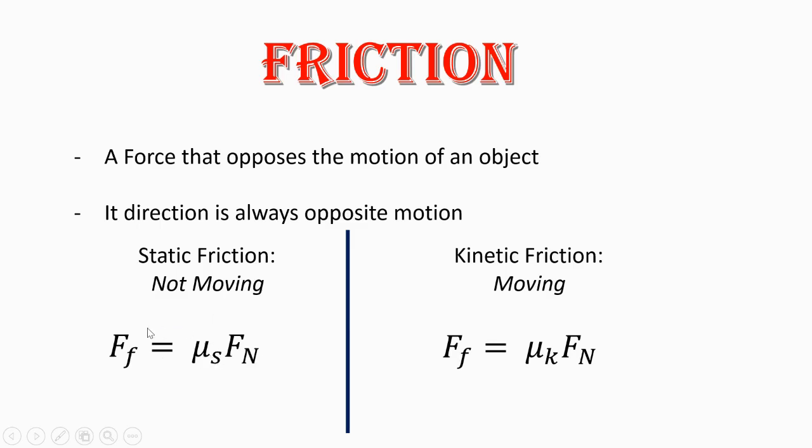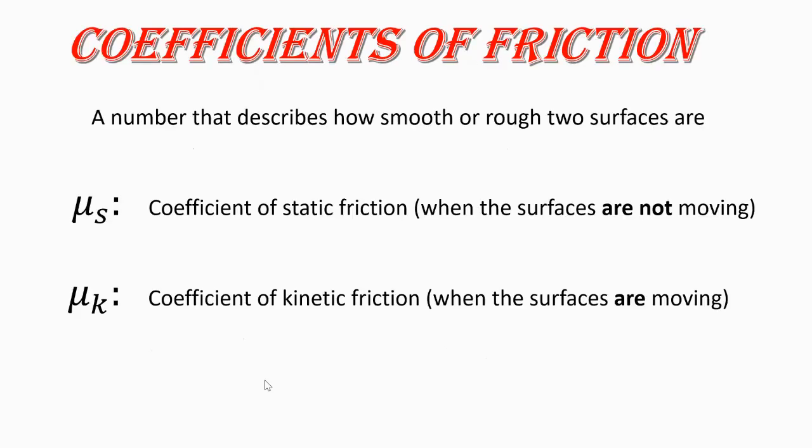The equation is the same whether you're finding static friction or kinetic friction. The only difference is there's going to be a different coefficient for each one. Usually the coefficient of friction for static friction will be higher than the one for kinetic friction. So when you see these symbols, that's what it's talking about. It's just a number that tells how smooth or rough two surfaces are.